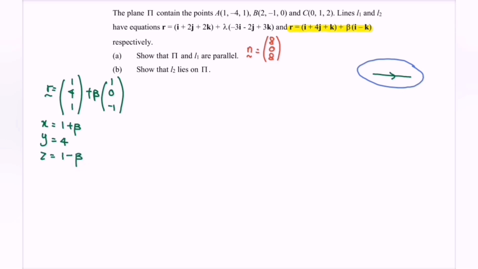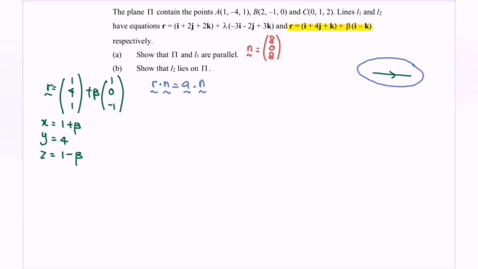As we can see, we have to find the equation of the plane pi. So here we have the formula r dot n equals a dot n. From here, we notice that we have the equation of the plane, where we can find a dot n. For the point A, kindly refer to the question. We have the points A, B, and C. My suggestion is the point A. So kindly substitute. A dot n, we have the point A, 1, negative 4, 1.